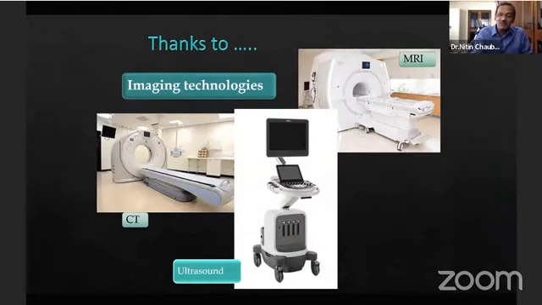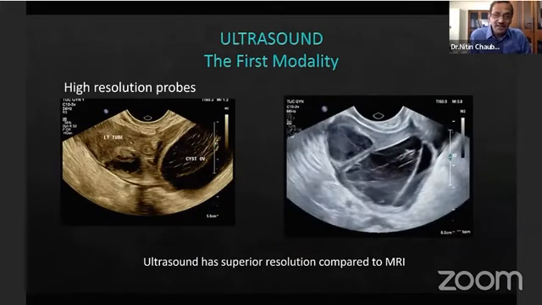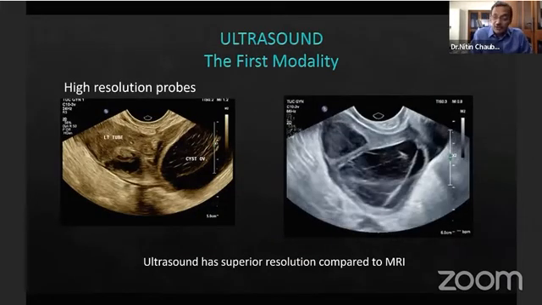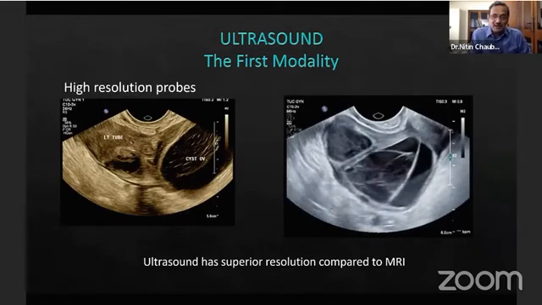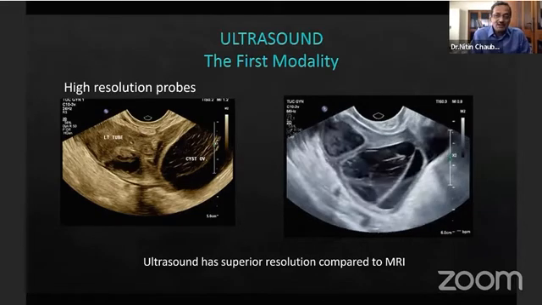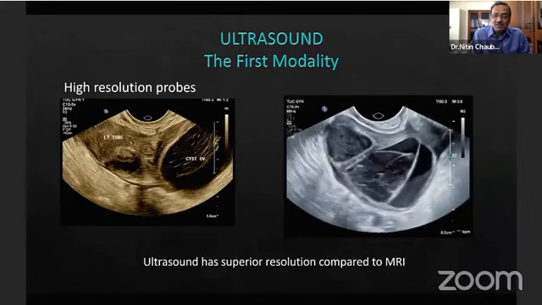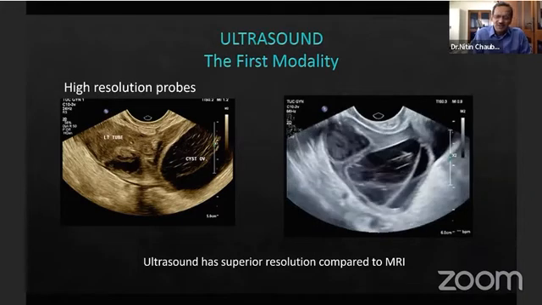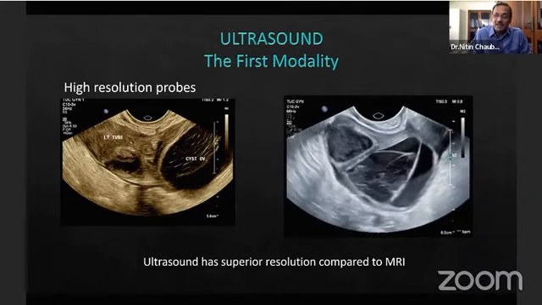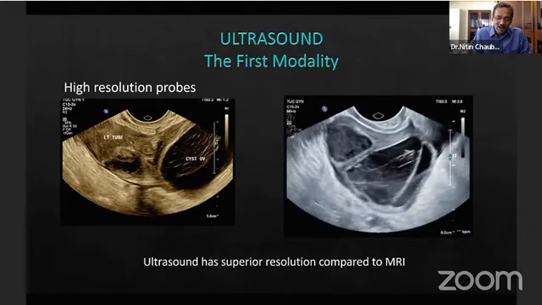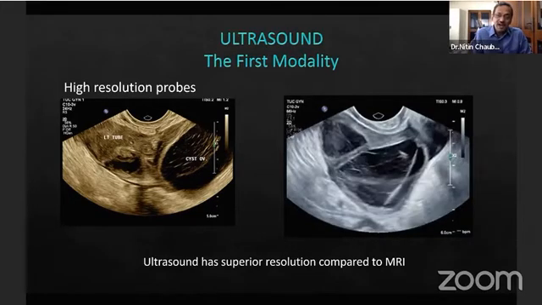And being an ultrasound person, of course, I'll focus more on ultrasound. Especially in endometriosis, ultrasound is the first modality. Very often, it may be the last modality as well. Now, the reason why ultrasound is the modality is because the resolution of the present-day probes is phenomenal. And you cannot have any other imaging modality, whether it's MR or CT, which has resolution as good as ultrasound.